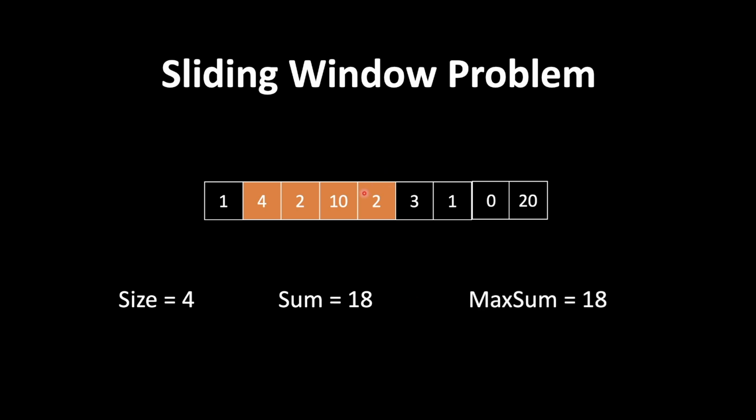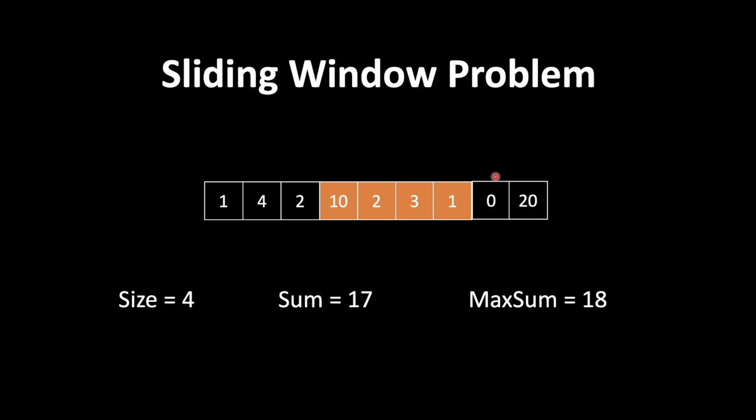Okay, so we will now slide the window. How we will slide? We will remove this element and we will take this element. Size is still constant and we have removed 4, so we will reduce our sum by 4, and we got 3, so we will increment our sum by 3. 18 was our previous sum, minus 4 because we removed it, plus 3 because we got it. So 17 is less than maximum sum, we will not update it.